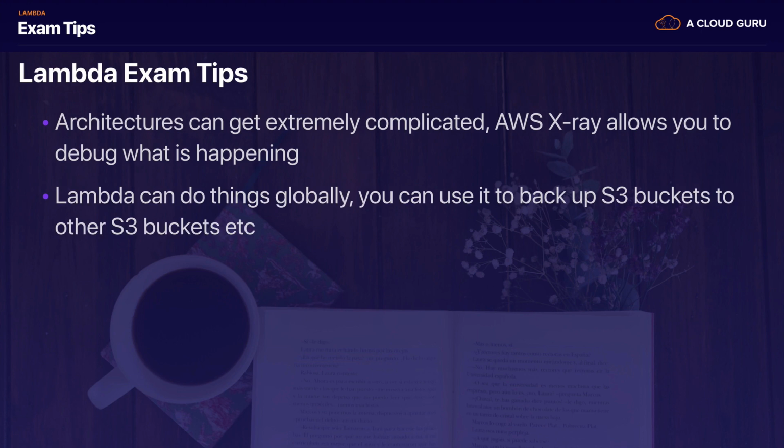And then Lambda can also do things globally. So you can use it to back up an S3 bucket to another S3 bucket, etc., etc. And go in knowing your triggers. And we're going to cover this off when we go in and build our serverless website, when we go in and build our Alexa skills, but you really need to know the different Lambda triggers. You need to commit them to memory, or at least you should know what can't trigger Lambda. For example, RDS cannot trigger Lambda as of yet.